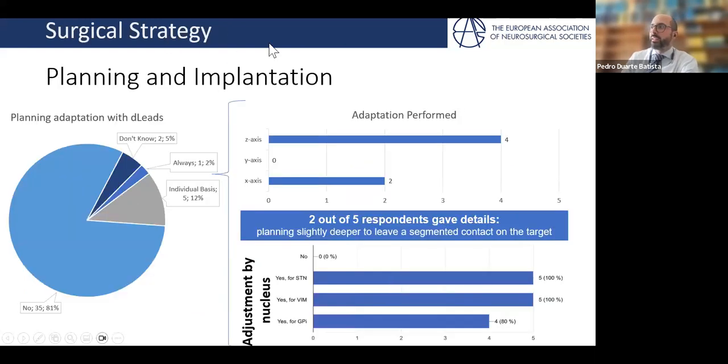Then we went on to analyze the surgical strategy and whether anything changes with it. First, we analyzed the planning and the implantation.